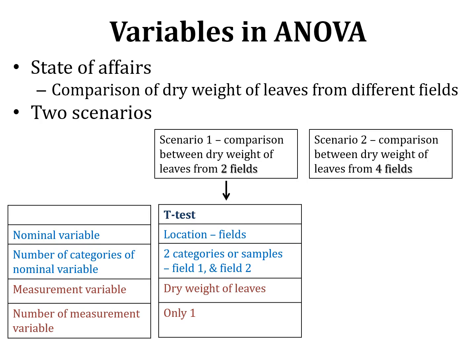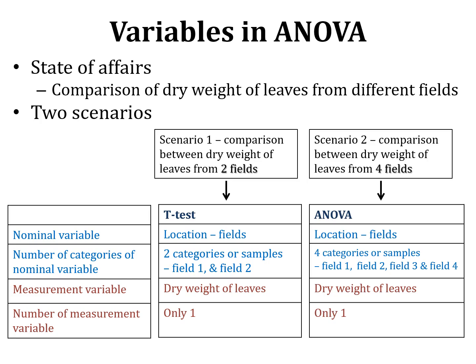So for the first scenario, we can apply a t-test for the independent means, and in this case the nominal variable is the location or fields. And how many categories of the nominal variable do we have? We have two categories or samples, field 1 and field 2. And what is our measurement variable? The measurement variable is the dry weight of leaves, and we have only one measurement variable.